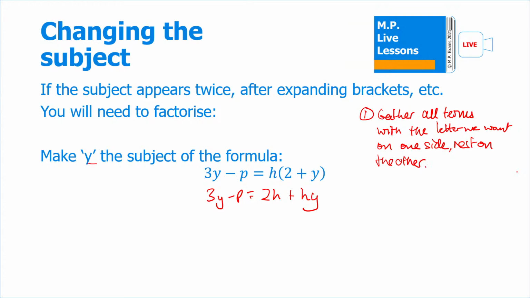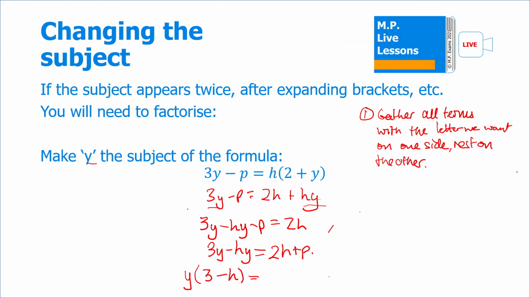So what we mean is we want to make y the subject, so you want to get all the terms that have y in them, like this 3y and this hy, onto the left, for example. So we'll subtract hy from both sides. So we just get 3y minus hy minus p equals 2h. We'll get everything else on the right, so that's not y. So 3y minus hy equals 2h plus p. We'll factorize y out of both terms. So we get 3 minus h. And what we can do now is divide by this bracket here so we get y on its own.